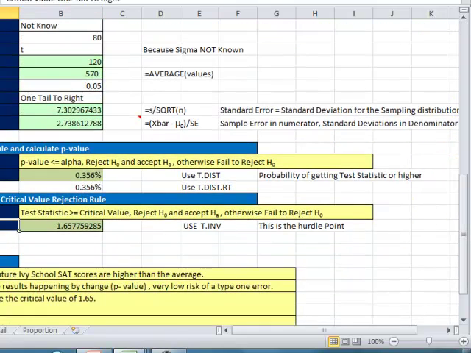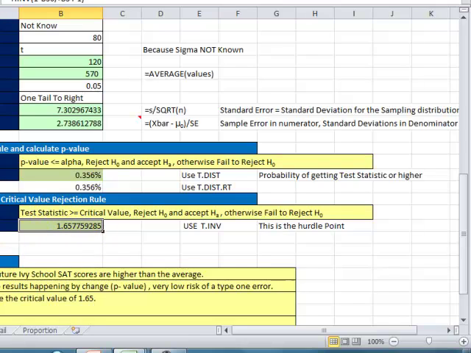Now we could also do it another way. We could figure out what the critical value is. For that we'd use the T.INV. This is basically the hurdle point. And this says the hurdle point has to be 1.65 standard deviations to the right of the mean. And we're at 2.7, so we're much farther to the right of that. And that makes sense, because remember this 1.65 corresponds to a 5% chance, because we've got a 95% confidence interval or a 5% alpha. So same thing, we would reject.